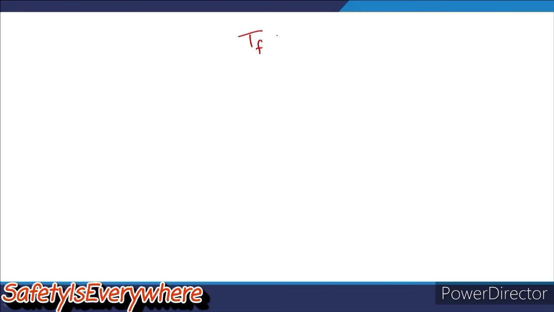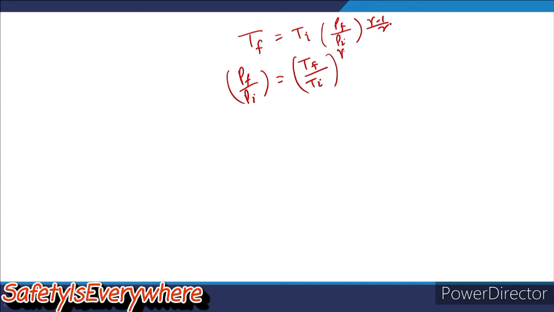Here again, go back to the fundamental thermodynamic equation: Tf is equal to Ti times Pfinal upon Pi, raised to the power gamma minus 1 upon gamma. If we solve for the compression ratio, we have Pf upon Pi equal to Tf upon Ti, raised to the power gamma upon gamma minus 1. So we have all the values ready with us.